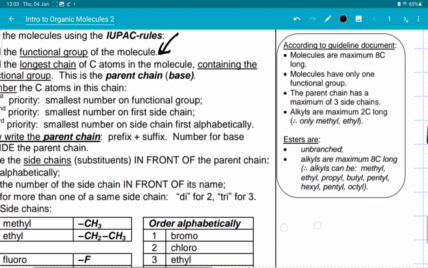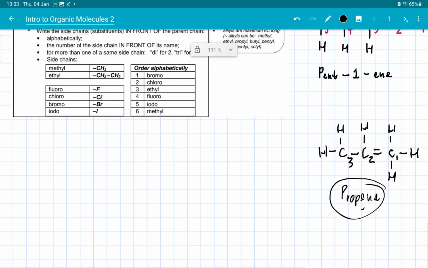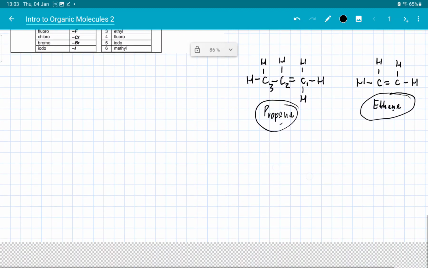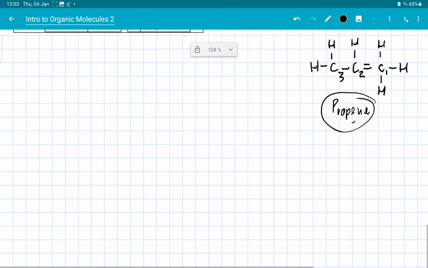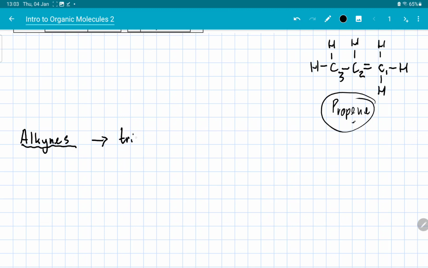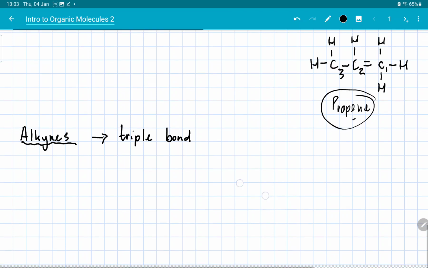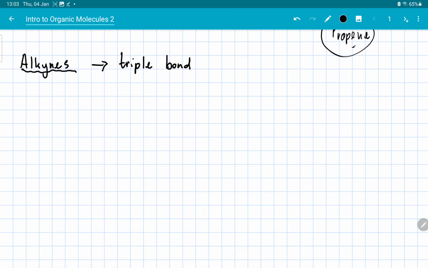So because there's time, let me add other examples. Alkynes. Now we say alkynes. What is the name of their functional group? It is the triple bond. So again, let's try an example.